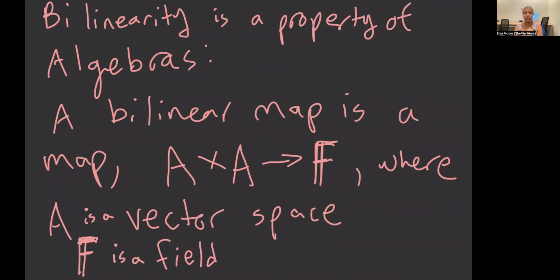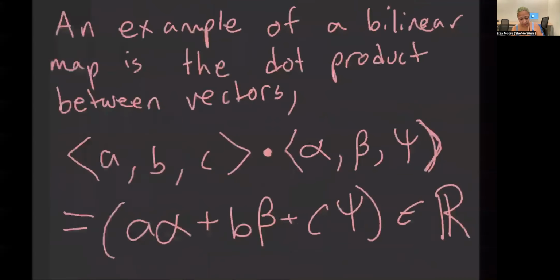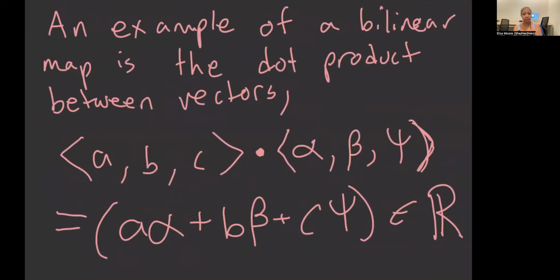I figured I'd give an example because this cleared up what a bilinear map is. An example of a bilinear map is the dot product between vectors. As you can see here, you take two vectors, you do some operation, which we've defined as the dot product, and you get a value that's in the real numbers, which is a field.